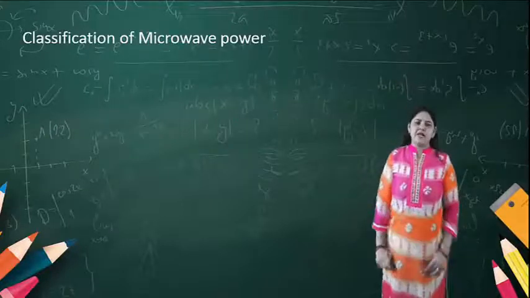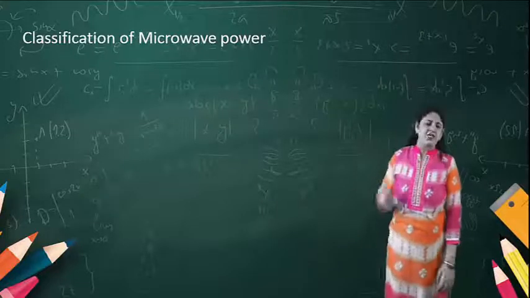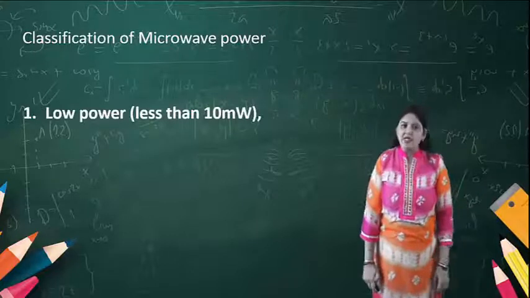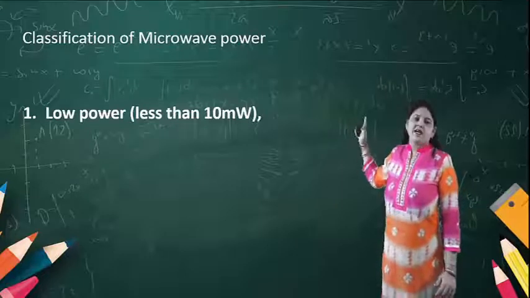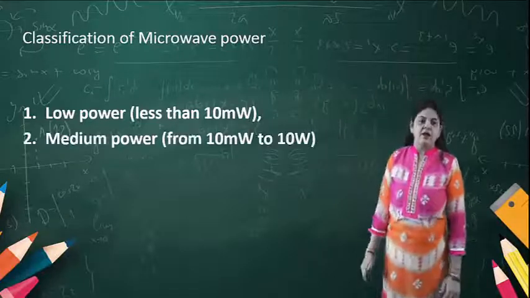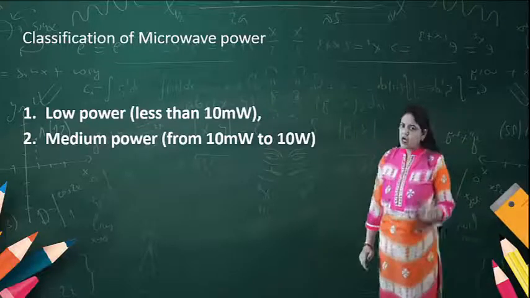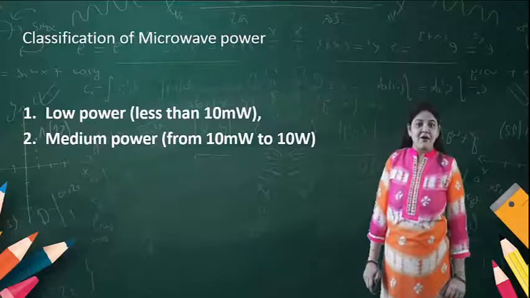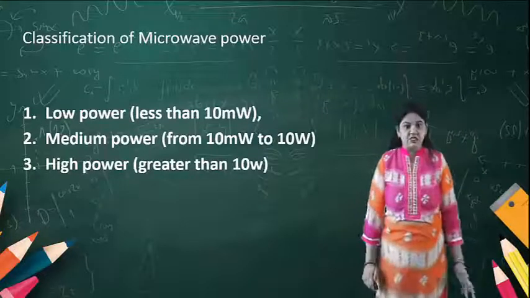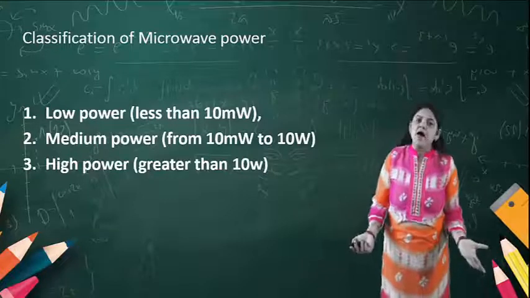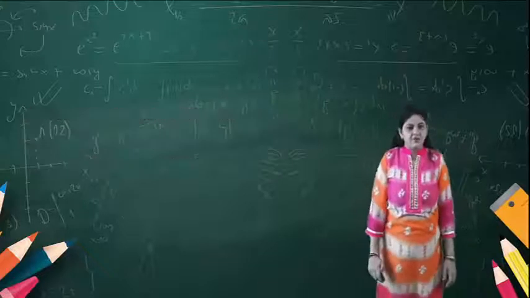Power measurement can be divided into three parts. In the classification of microwave power, one is low power. Which power is considered low power? It is less than 10 millivolt. Medium power is from 10 millivolt to 10 volt. And for high power measurement, people use calorimeters. High power is greater than 10 volt.